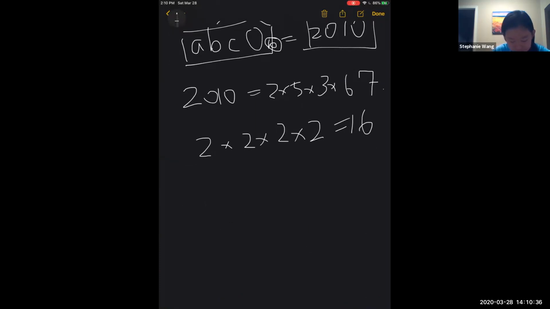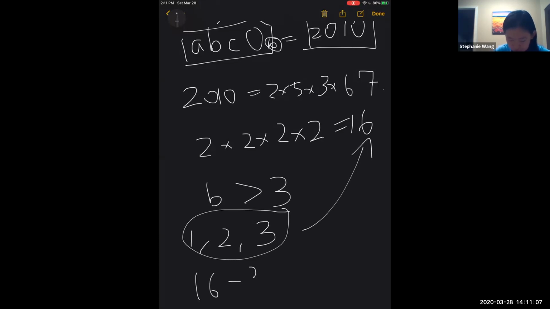But keep in mind that we know that the last digit of the number in base B is 3. And remember earlier I said that when you have something in a certain base, all of its digits have to be less than the base itself. So all of our possible bases have to be greater than 3. And we know that all of the factors of 2010 are greater than 3 except for 1, 2, and 3. So we have to subtract these 3 factors from 16. So 16 minus 3 is 13. That would be the number of bases that it can possibly be.